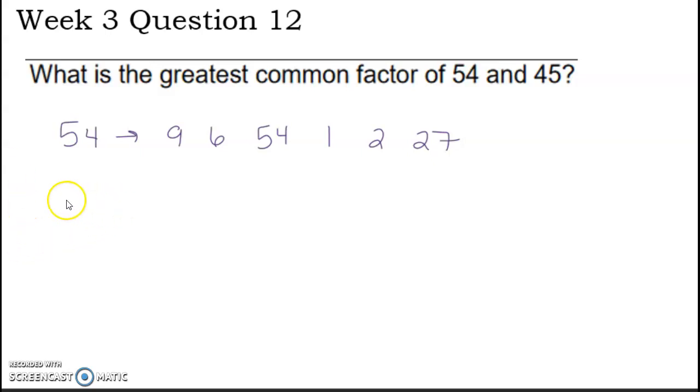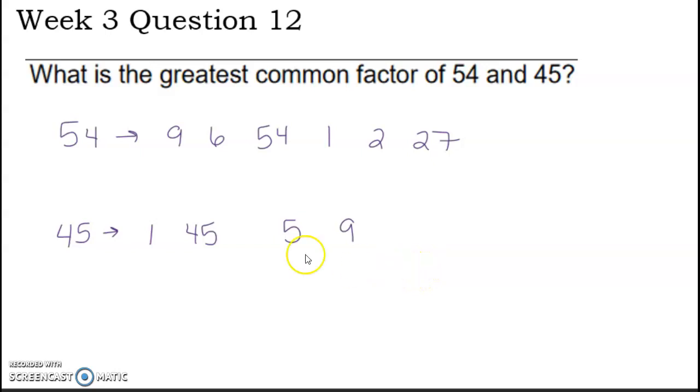Okay, so then we have 45. Let's think of numbers that multiply to be 45. Well, obviously 1 and 45. I know that 5 and 9 multiply. I think that's it. Yeah.